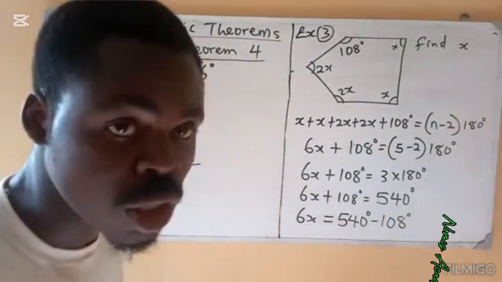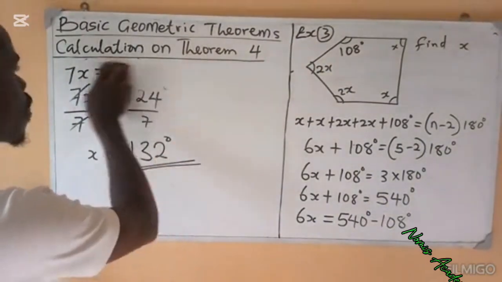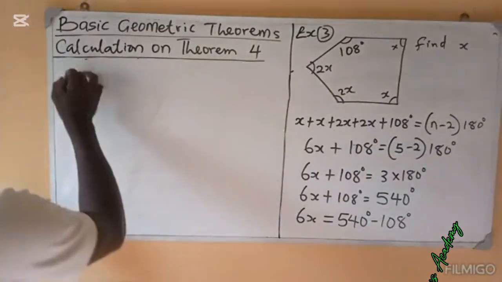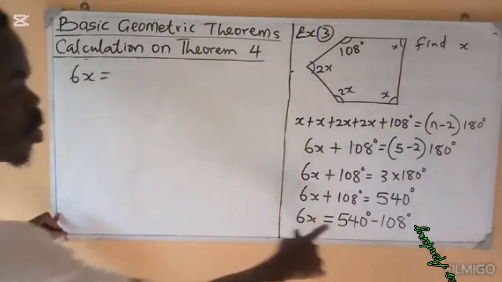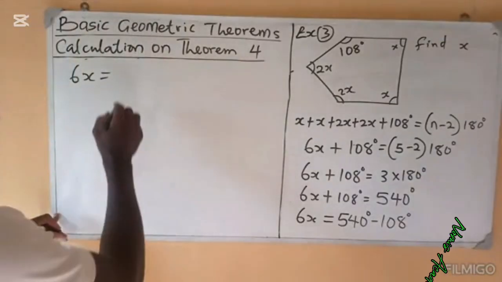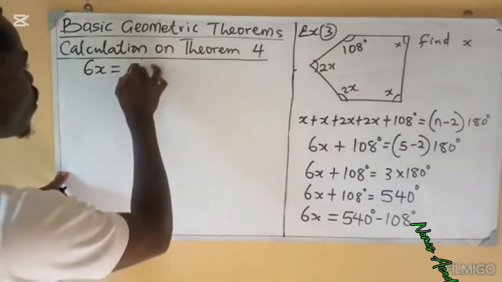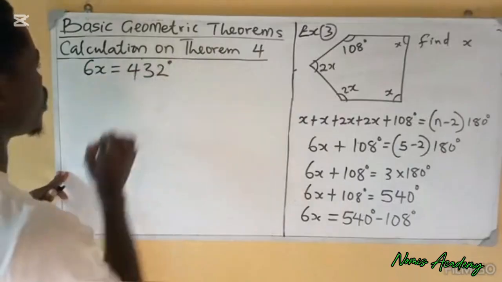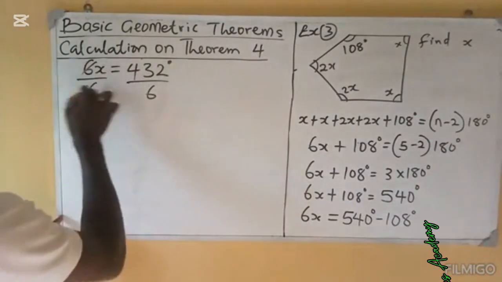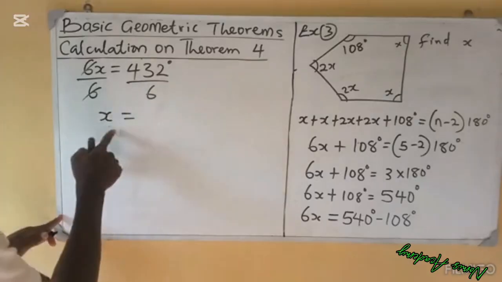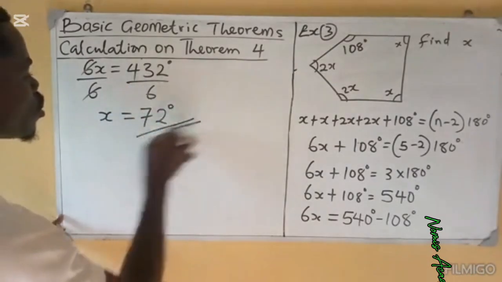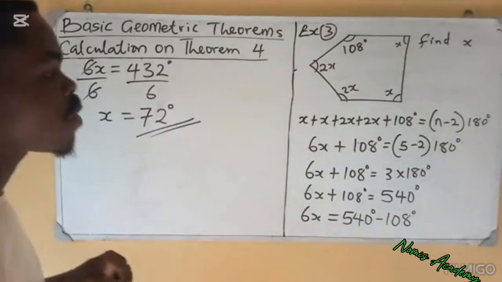Okay, now we have 6x, move this to the other side, we have 540 degrees minus 108 degrees. Okay, let's move to the other side of the board. Alright, so 6x is equal to, now let's subtract. When we subtract this, that will be equal to 432 degrees. Now divide both sides by 6. When you divide both sides by 6, x is equal to 72 degrees. So that is the value of x.